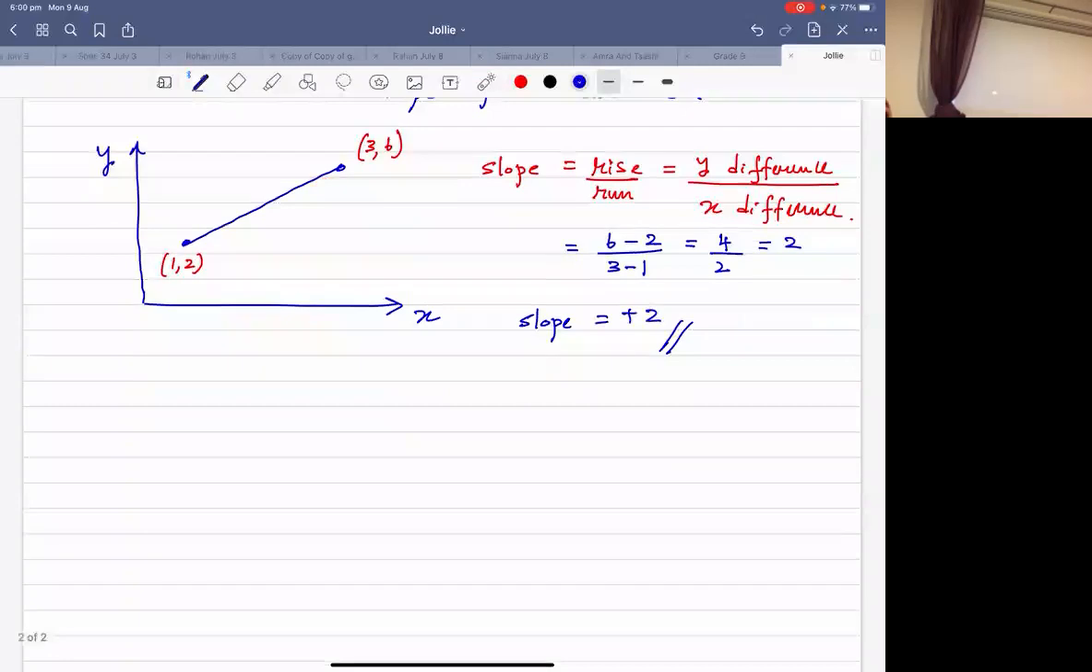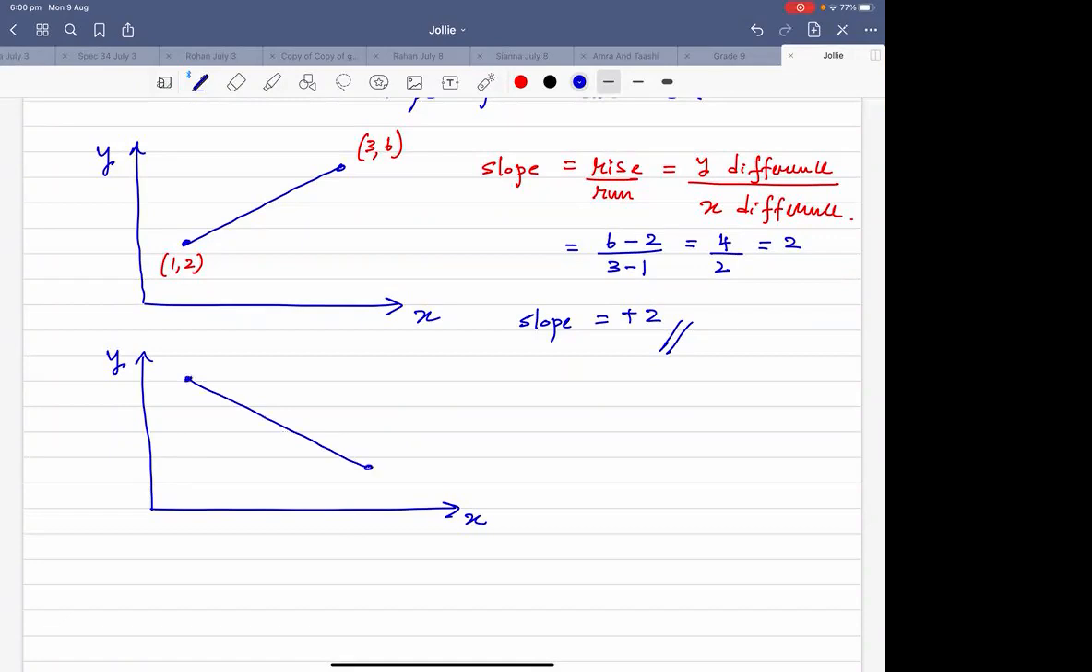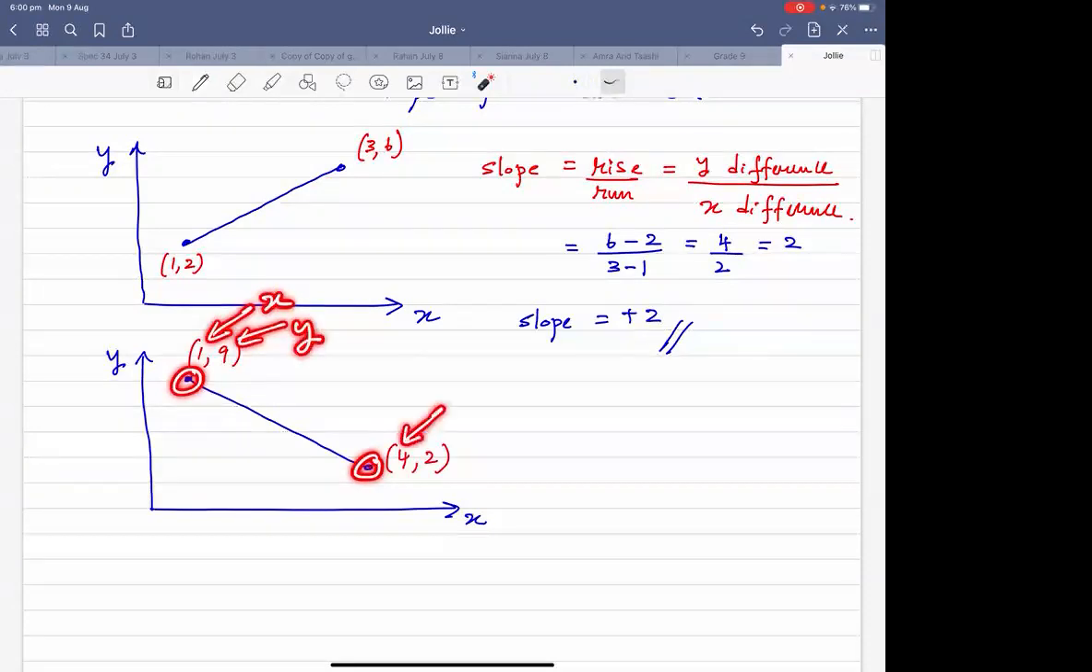Now, before I conclude this, we'll discuss another question here. That question would be this. I have a different line here. Let me say this one would be 1, 9. The other coordinate is 4, 2, right? Now you can see here, this coordinate is 1, 9. This one is 4, 2. And this is your x value, this is your y value, this is your x value, this is your y value at that position, right?